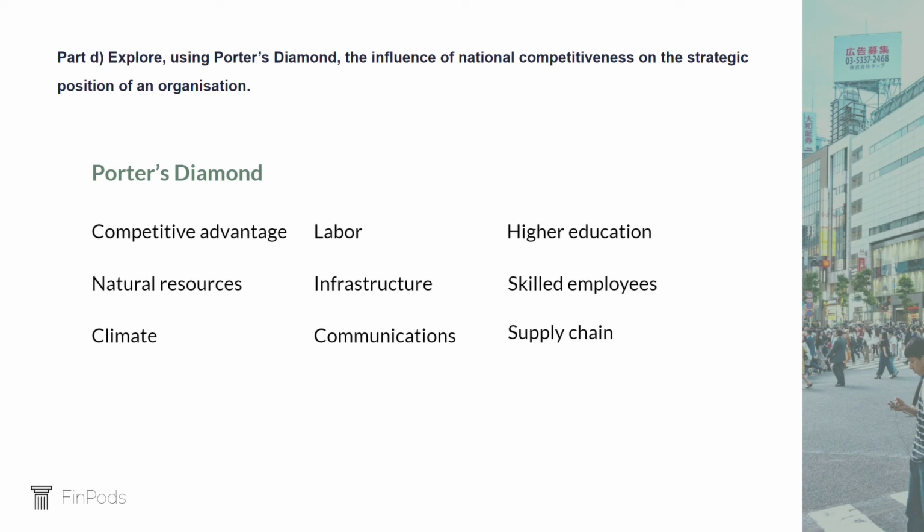Factor conditions relate to a country's resources. These can be categorized as basic factors and advanced factors. For example, basic factors are natural resources, climate, semi-skilled or unskilled labour. These are basic preconditions that are needed for an industry to be successful, but, by themselves, they do not provide any sustainable competitive advantage. In contrast to basic factors, the presence of advanced factors can help to promote a competitive advantage. Some of the advanced factors are infrastructure, communications, higher education, and skilled employees.